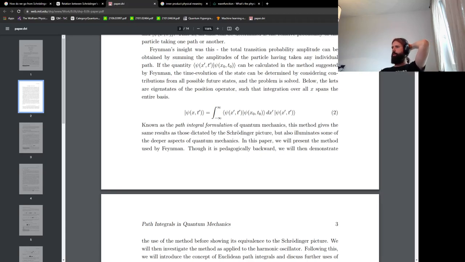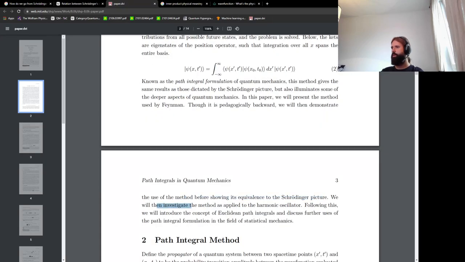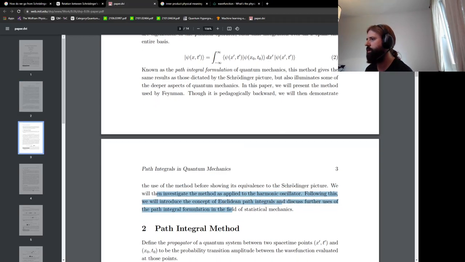Known as the path integral from relational quantum mechanics, the method gives the same results as those dictated by Schrödinger picture, but also eliminates some of the deeper aspects of quantum mechanics. In this paper, we will present the method used by Feynman. Though it is pedagogically backward, we will then demonstrate the use of the method before showing its equivalence to Schrödinger picture. We will then investigate the method as applied to the harmonic oscillator. Following these, we will introduce the concept of Euclidean path integrals and discuss further issues.